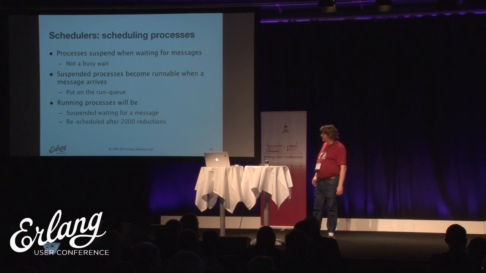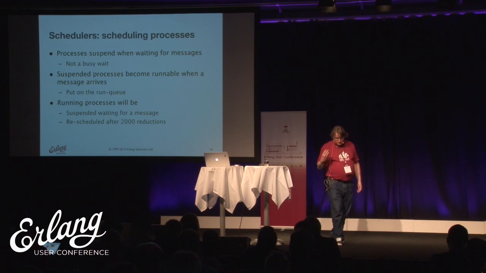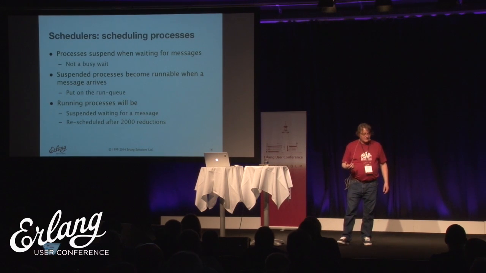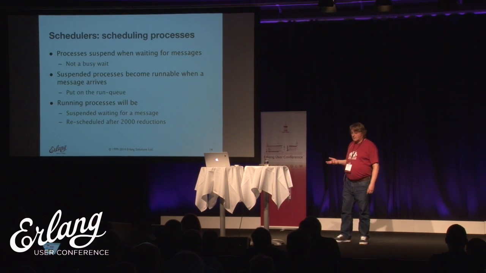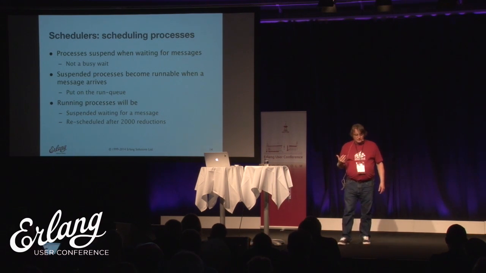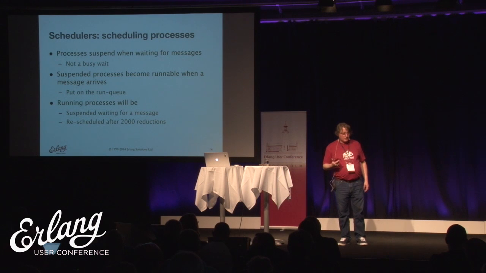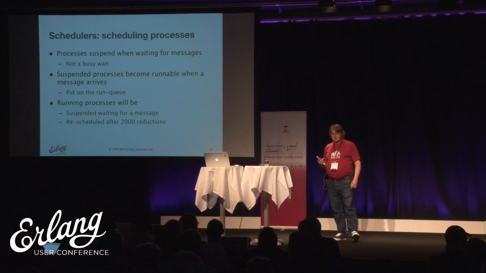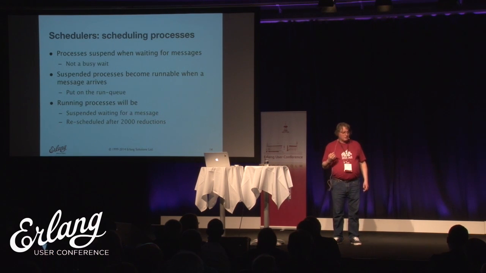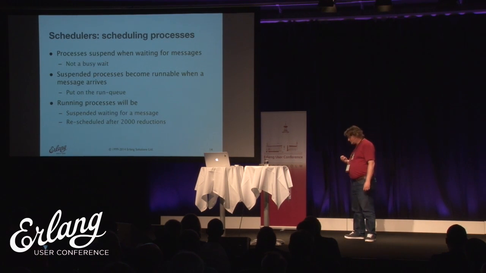And the important thing here is that a running process will be suspended for multiple reasons. Two main reasons are: when it goes into a receive and waits for a message, it doesn't find any message which matches, then it's suspended. Also, there's a preemptive scheduler in the system which reschedules processes after 2,000 reductions. So irrespective of how much work it's doing, after 2,000 reductions, this process will be rescheduled and put on the end of the run queue. And this means that no process can block the system or even block a scheduler. It'll always be scheduled out.